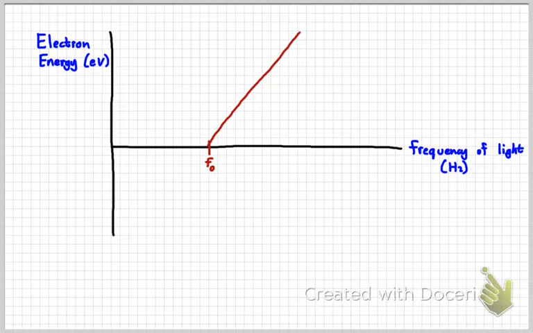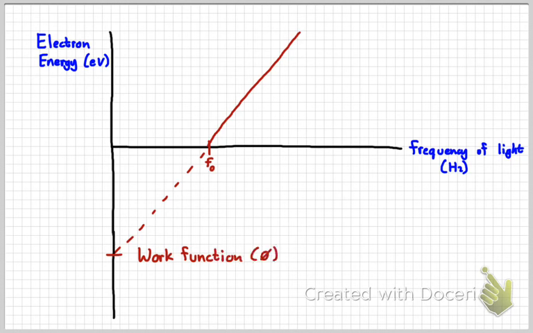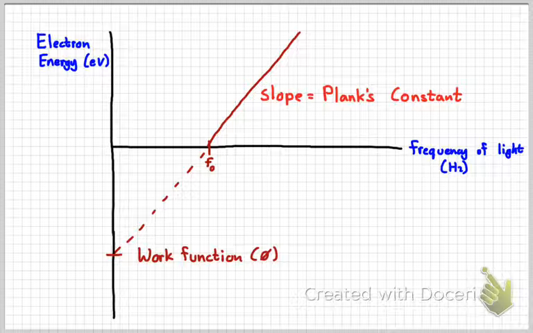The x-intercept would give you the threshold frequency. If you trace that line backwards to the y-intercept, that tells you the work function, like how much energy you would need to shake an electron loose to begin with. The slope of that line is referred to as Planck's constant, which is a super duper important number. For right now, it just tells us about how much energy each photon of light can have. But it's really much more important than that in a broader sense that we won't necessarily get to learn about.